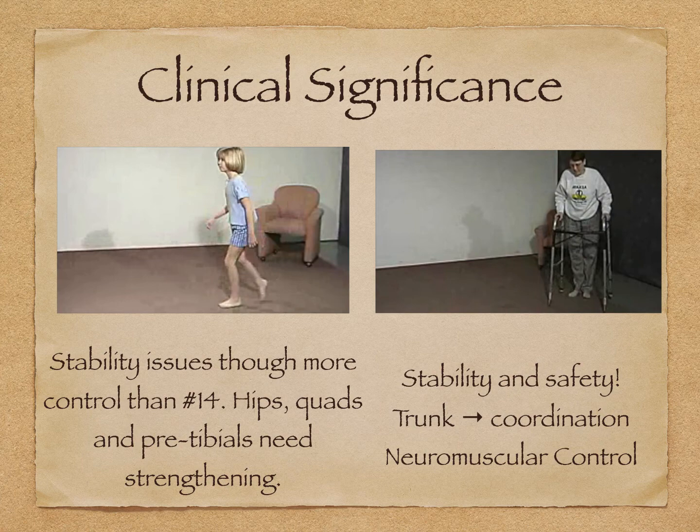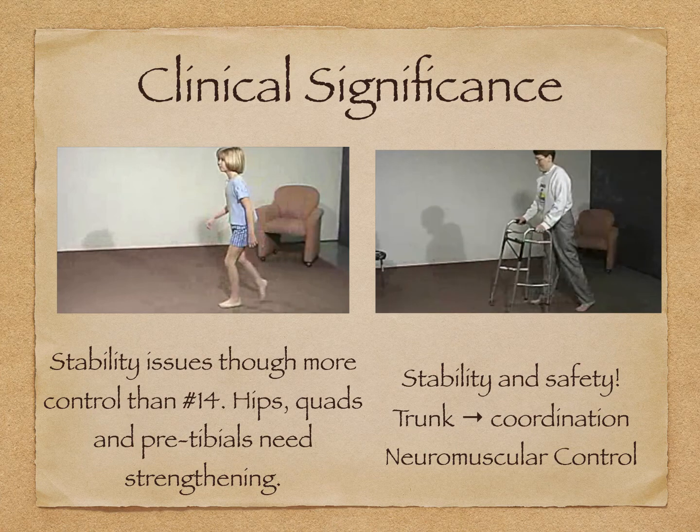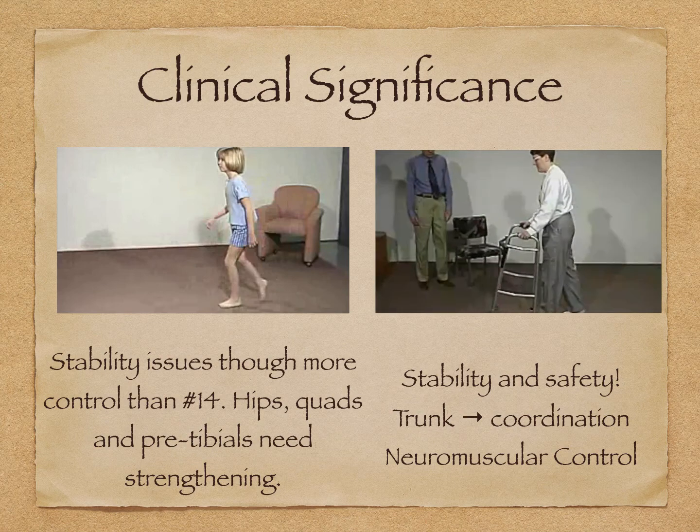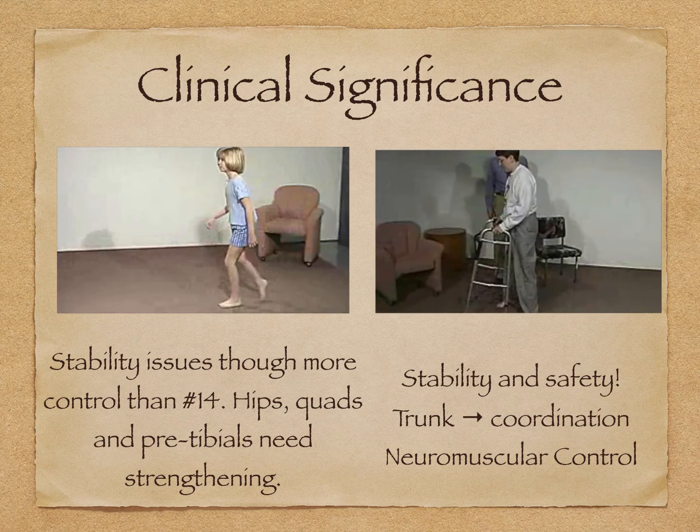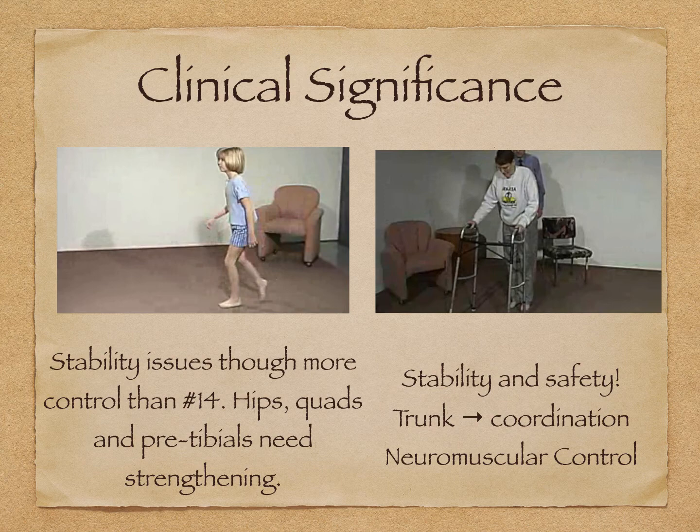In subject 14, we are concerned primarily with stability and safety. And we've got a lot of trunk movement. We want to increase her coordination. So we're going to do some neuromuscular reeducation, really try and improve that neuromuscular control.